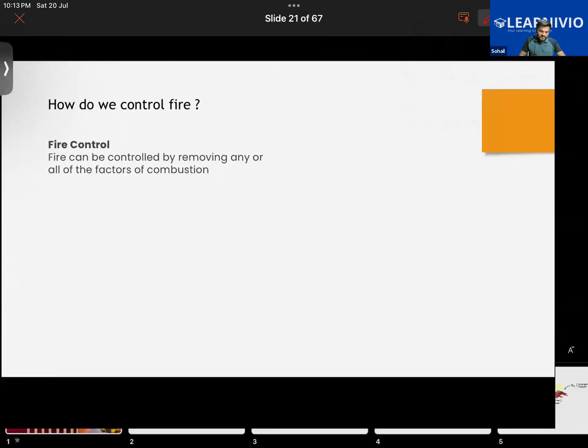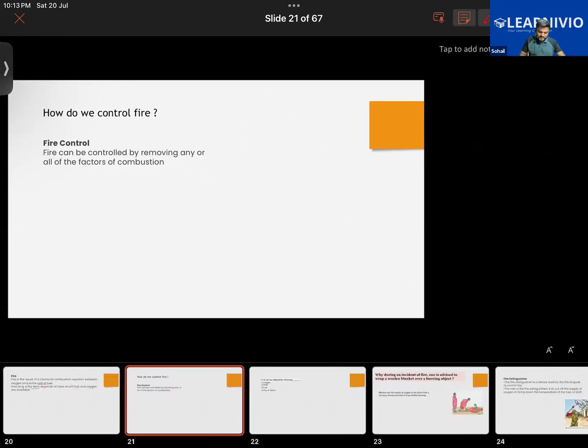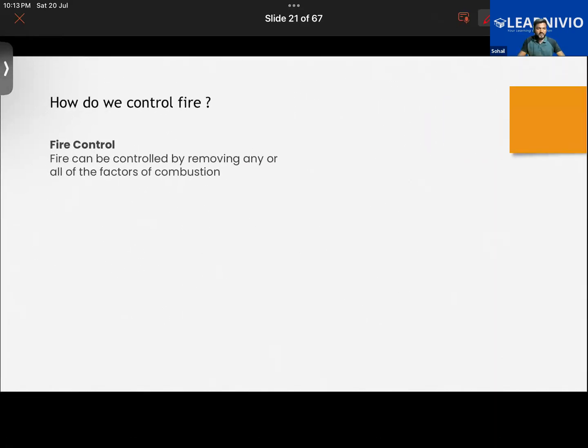Then we were learning about control of fire in the previous class, like how do we control fire. So we learned that fire can be controlled by removing any or all of the factors of combustion. So what are the factors of combustion?